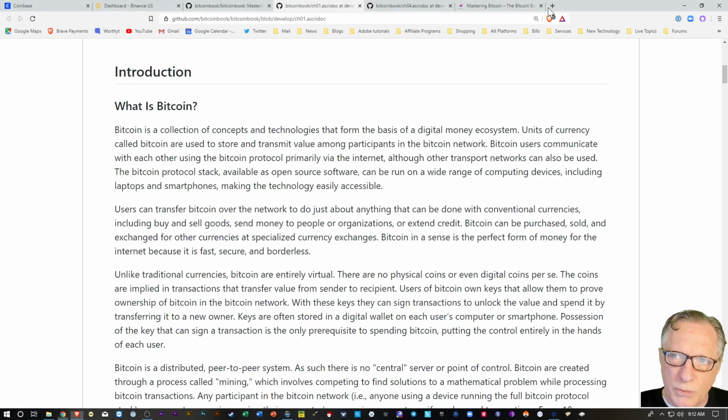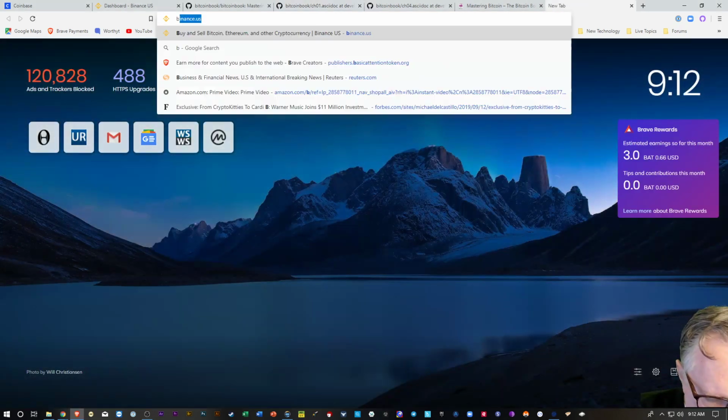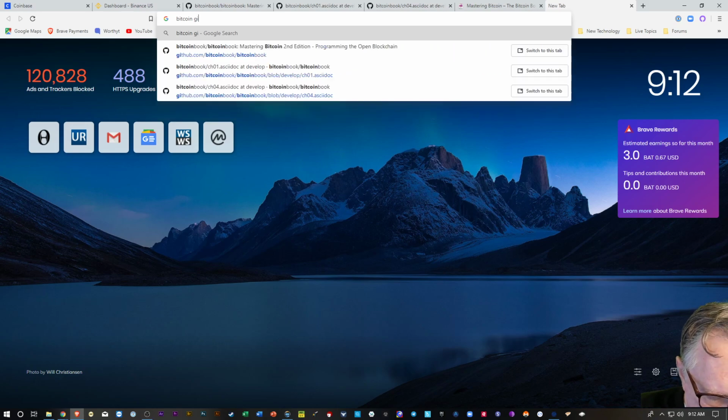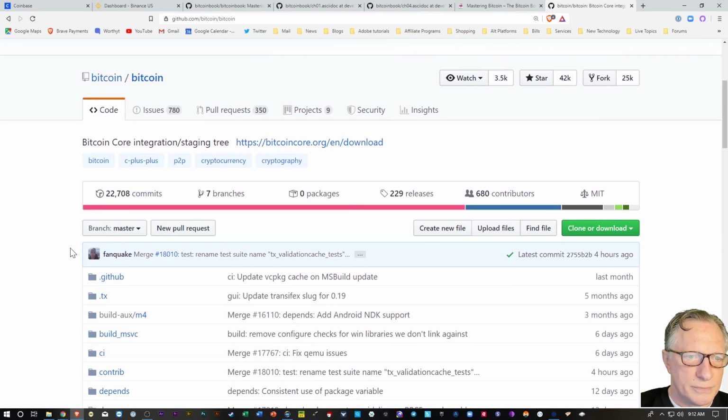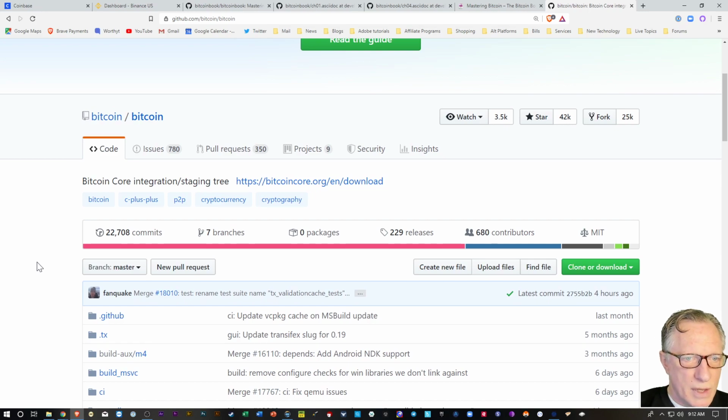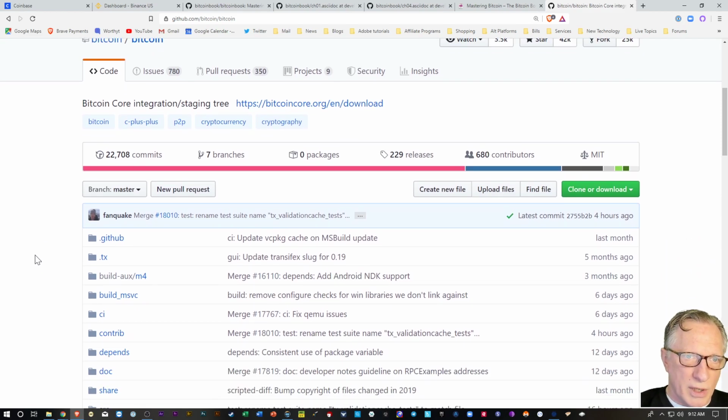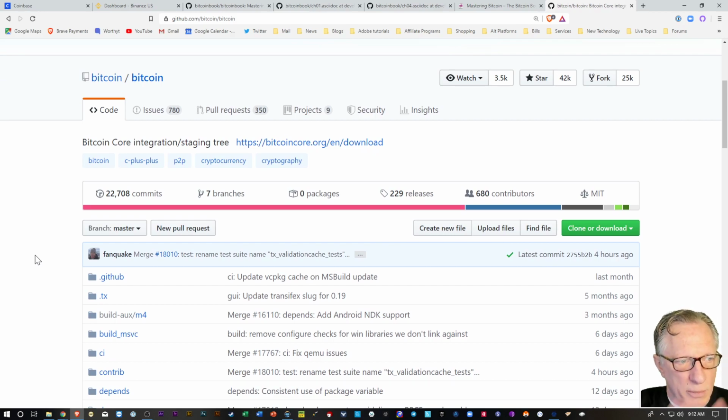So let's just real quick, I want to show you guys, if we do Bitcoin GitHub, we can go over here to the Bitcoin GitHub repository. This is what we call a repository. This is where the code of Bitcoin resides. Of course, it's not quite that simple because there are multiple servers in the GitHub environment. So it's probably on several servers, but this is what we would call a repository.